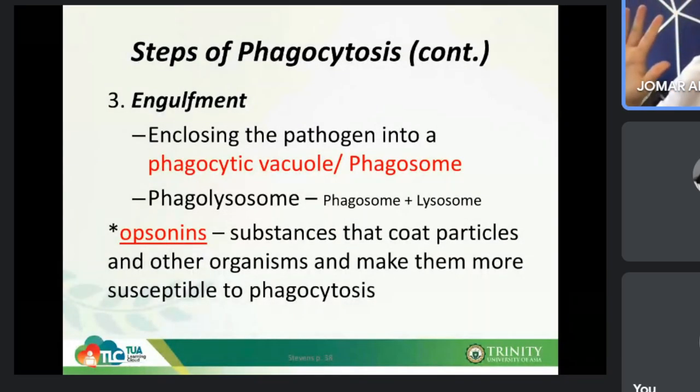Are we clear with opsonins? That process is what we call opsonization. Opsonization is a process whereby your opsonins, or soluble compounds, coat a particular pathogen para mas ma-enhance, mas mapabilis yung phagocytosis. Are we clear? Can I see a raise of hand? If we're clear, please.